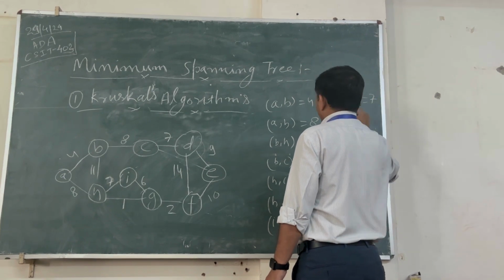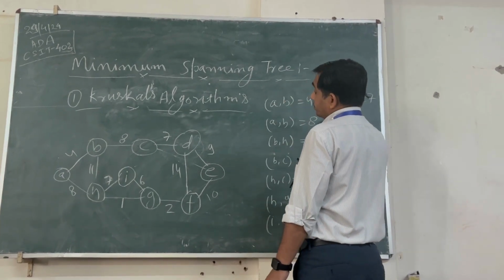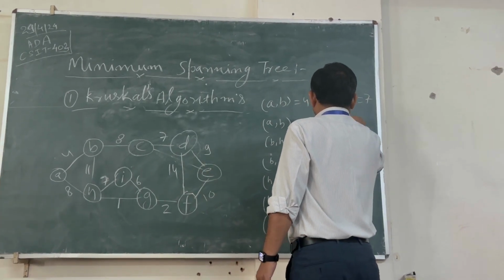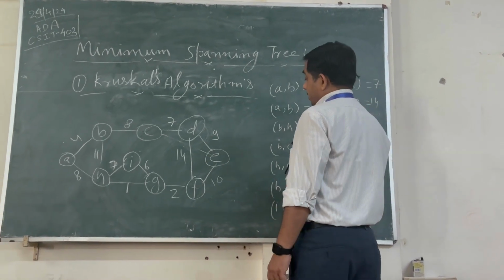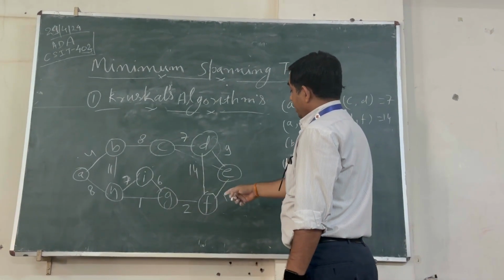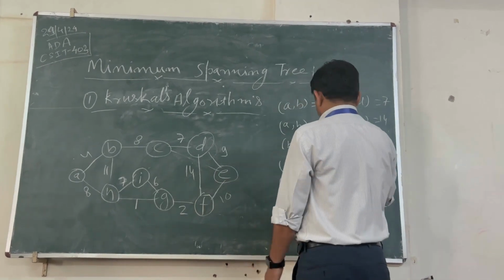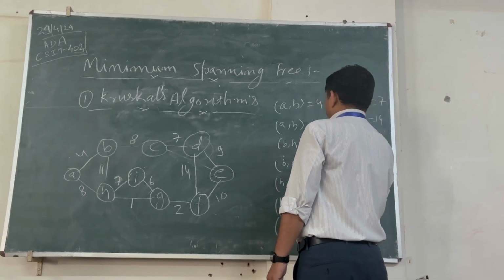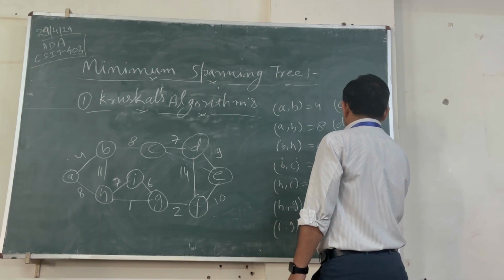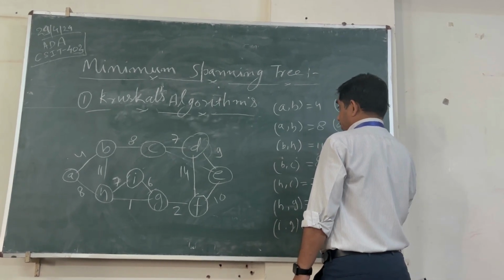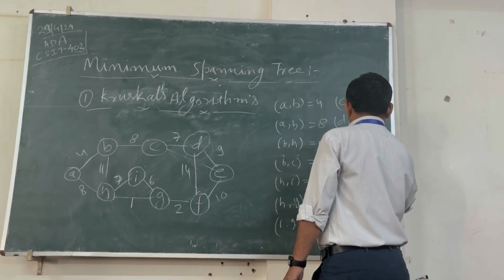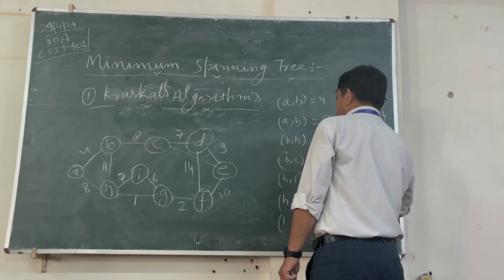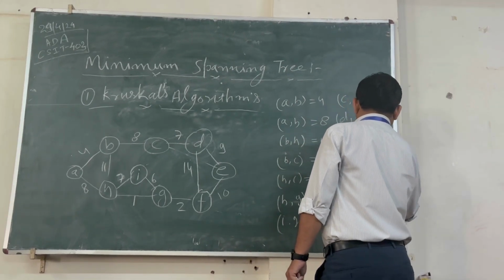it is again 7, and from D to F, it is 14, and from G to F, it is 2, and from F to E, it is 10, and from D to E, it is 9.